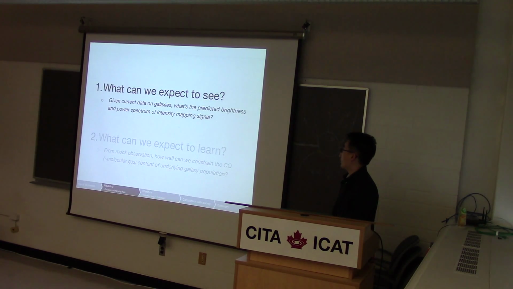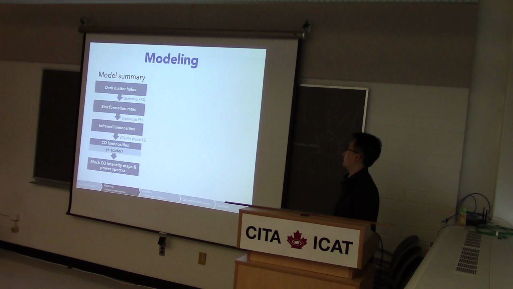OK. So I'll focus on the first question, which is, what can we expect to see? And in order to make predictions, we need to have a model. And this model is influenced and informed by previous models of CO intensity mapping that have come before. But in broad strokes, essentially, we start with dark matter halos, and then we populate them with galaxies which have assigned star formation rates. We convert those star formation rates to infrared luminosities. From those infrared luminosities, using relations in the literature, we convert them to CO luminosities. And then we add on some scatter, which is also constrained. So at the end of all of that, we start with dark matter halos, and we get out 3D CO intensity maps and their power spectra.